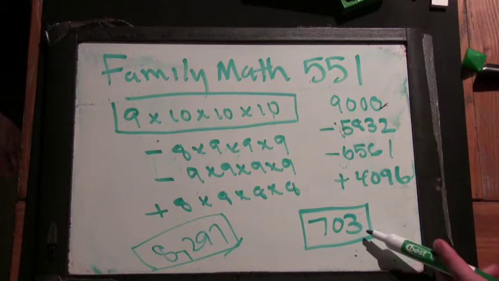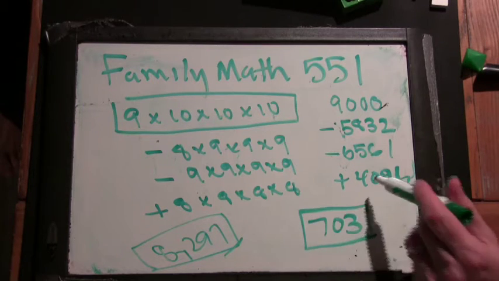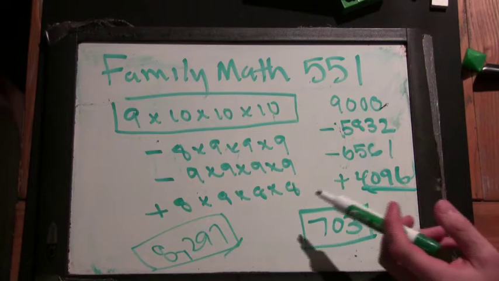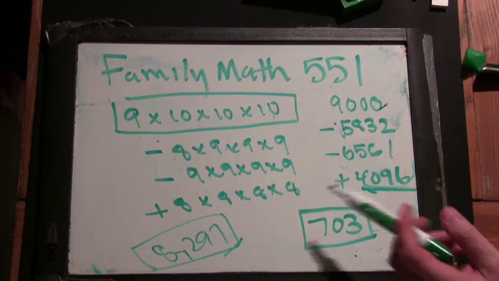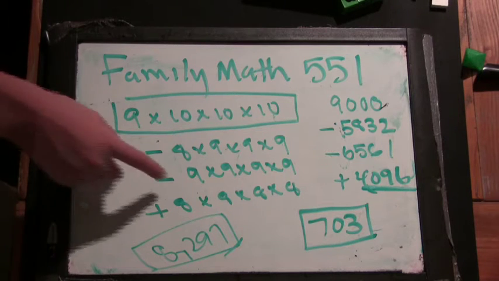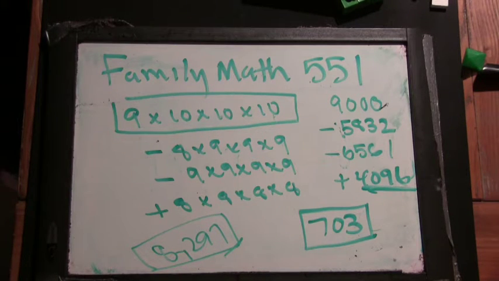But we could tell we were wrong because there have to be at least 4,096 of these numbers, because those are the ones where you don't have a 0 or a 1. Now, interestingly, the book I got this out of says that the answer is 9 to the 4th plus 8 times 9 to the 4th minus 8 to the 4th. So where did that come from?